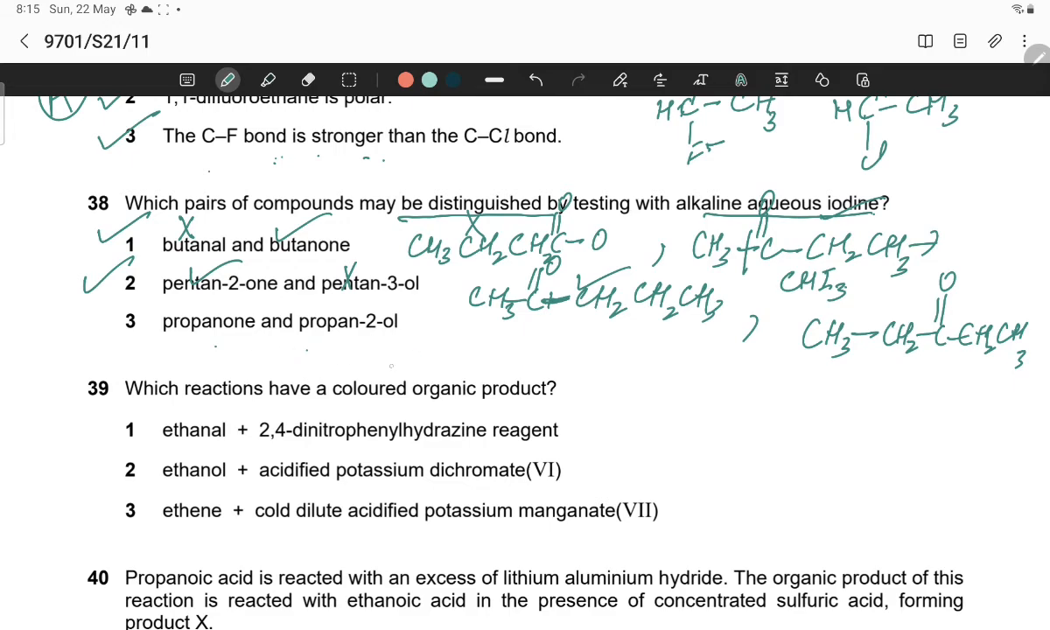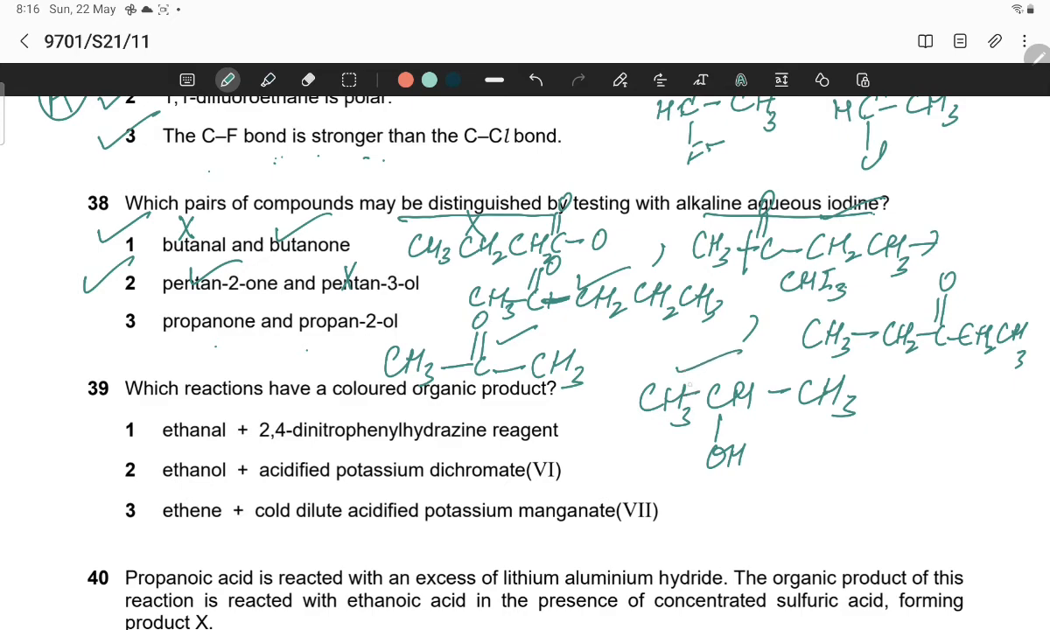Propanone and propan-2-ol. This is propanone, CH3C double bond O CH3, and propan-2-ol, CH3CHOHCH3. This will give the positive test with alkaline aqueous iodine, and this will also give the positive test with aqueous iodine. So you cannot distinguish between these two compounds because both will give yellow precipitates of CHI3. So this is incorrect. If 1 and 2 are correct, the option is B.